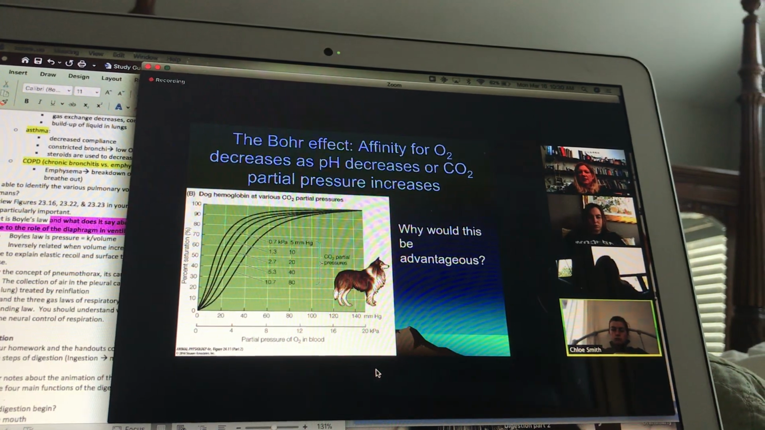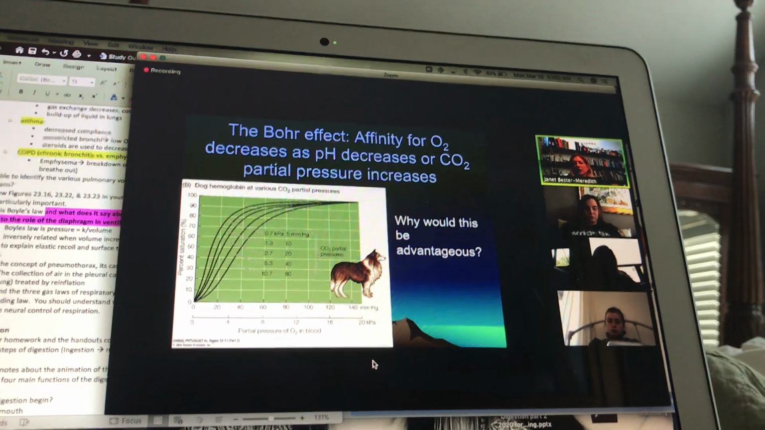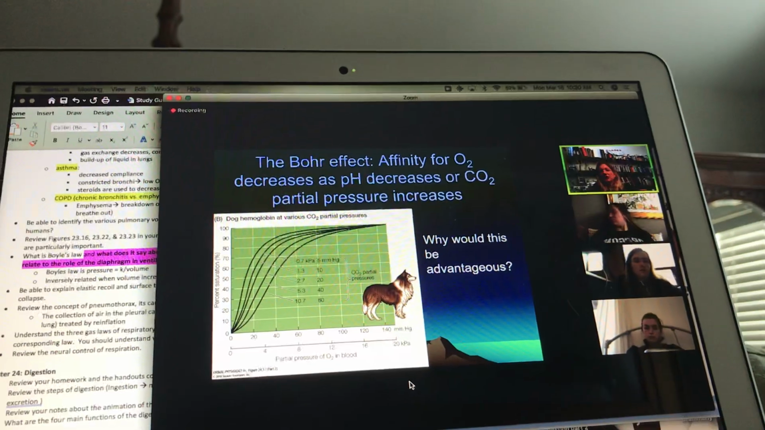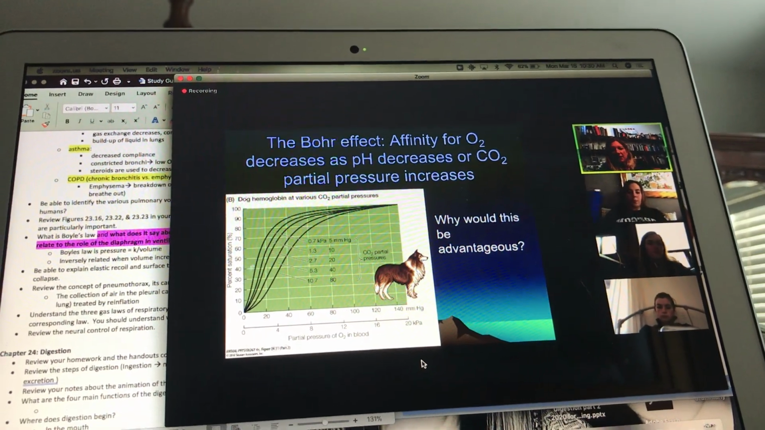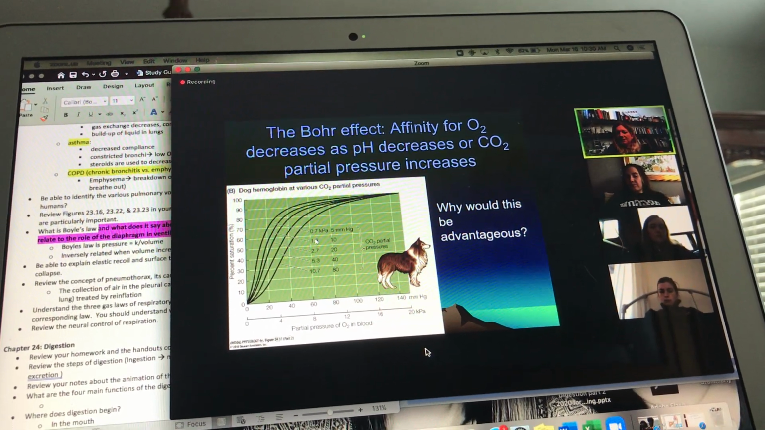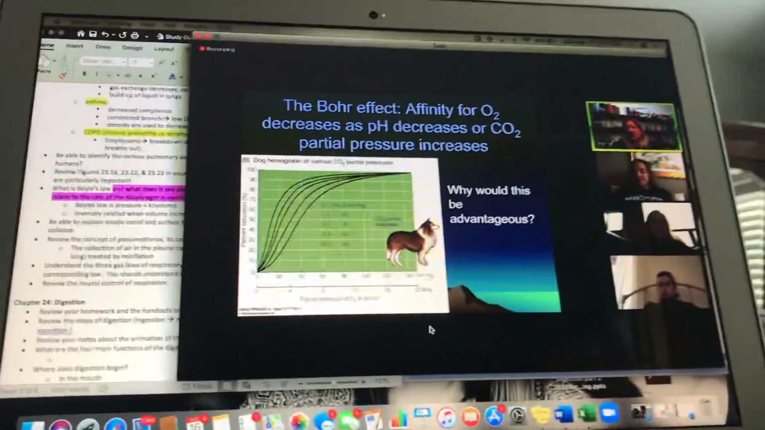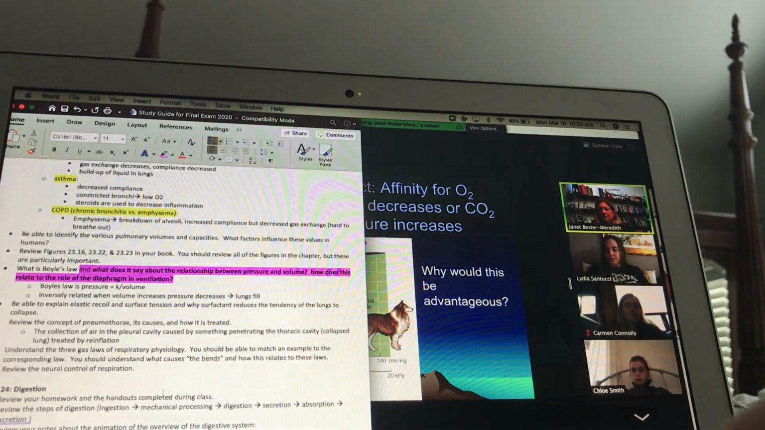So if you have that basic idea, even if you don't feel super confident about it, if you understand the idea of shifting to the right, meaning that the vertical part is shifting to the right, then that would be a good thing. Okay. Other questions?